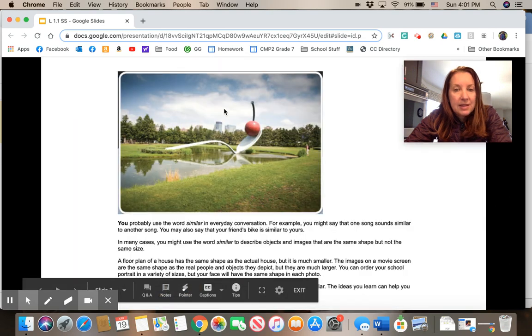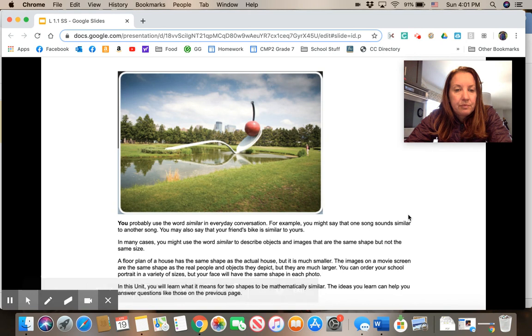And then we recognize this, right? You probably use the word similar in everyday conversation. For example, you might say that one song sounds similar to another song. You may also say that your friend's bike is similar to yours. In many cases, you use the word similar to describe objects and images that are the same shape but not the same size. A floor plan of a house has the same shape as the actual house, but it is much smaller. The images on a movie screen are the same shape as the real people and the objects they depict, but they are much larger.